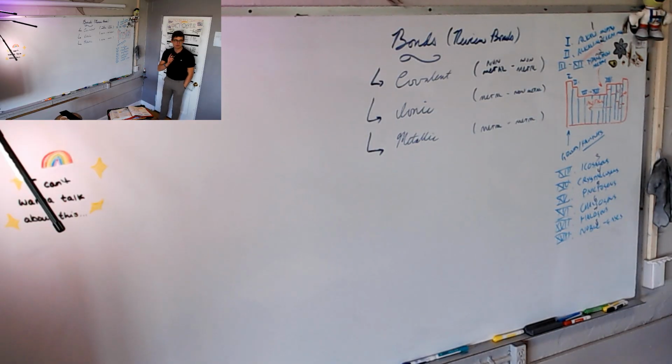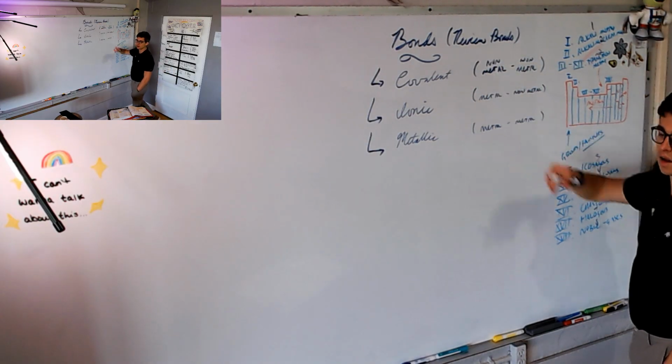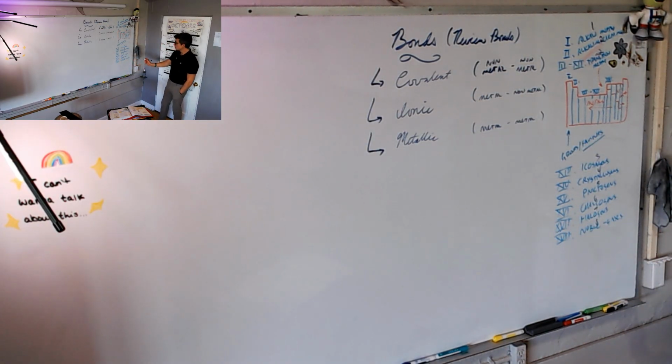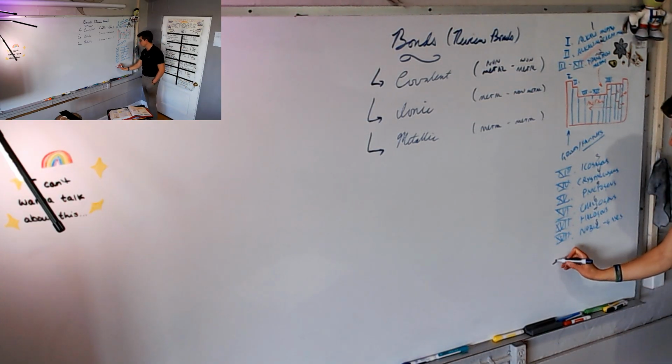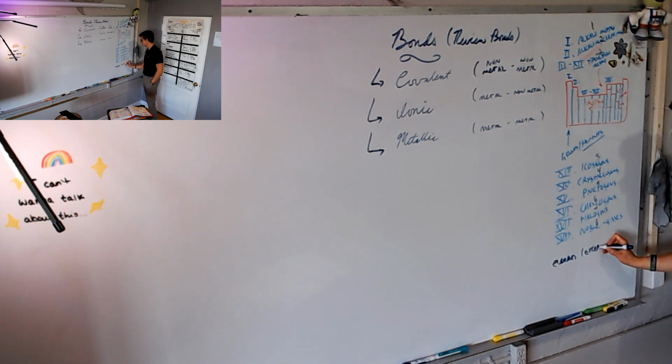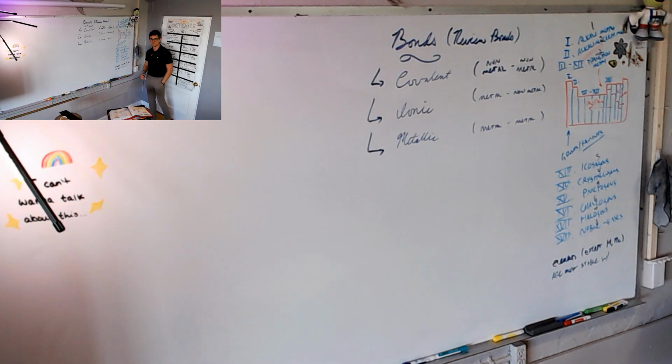Here's where we get into bonding. How many do they want to have, in quotes? Most stable elements, except hydrogen and helium, are most stable with how many? 8 valence electrons.